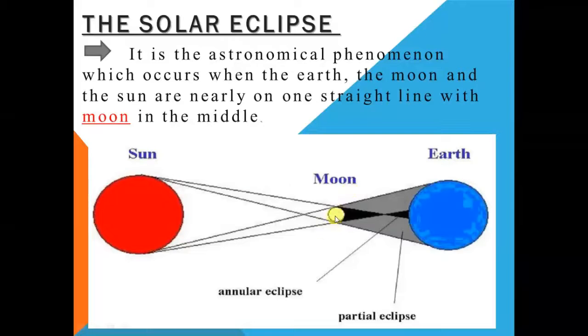That means when the moon confronts the sun, the moon hides the sunlight from reaching the earth. So it forms a shadow area behind it. That phenomenon is called a solar eclipse. So now I think it's clear to us what the meaning of solar eclipse is.